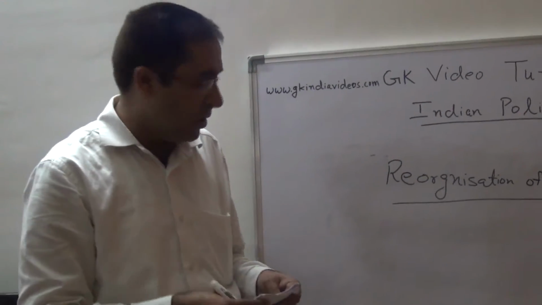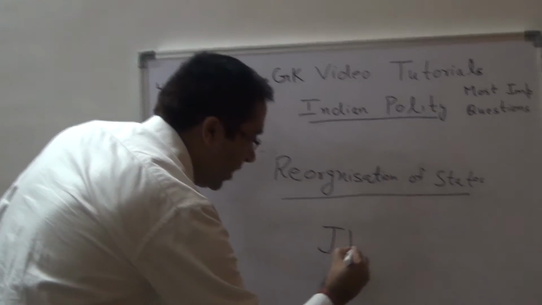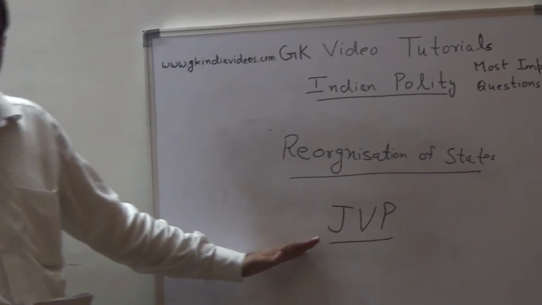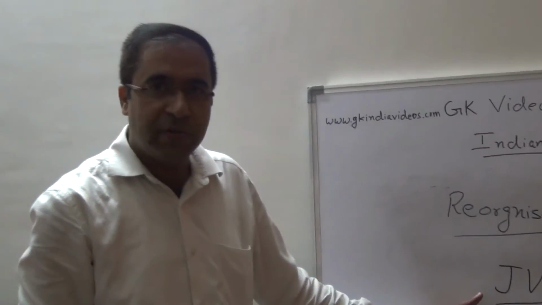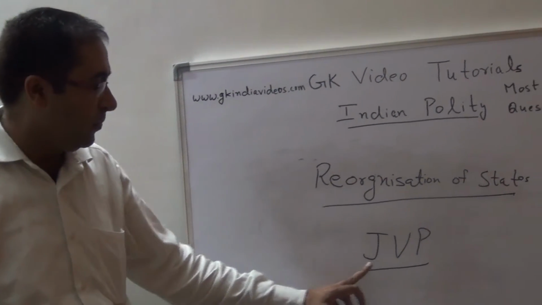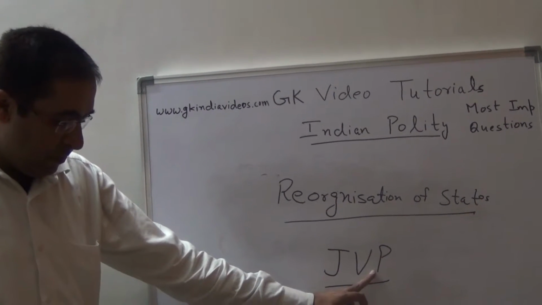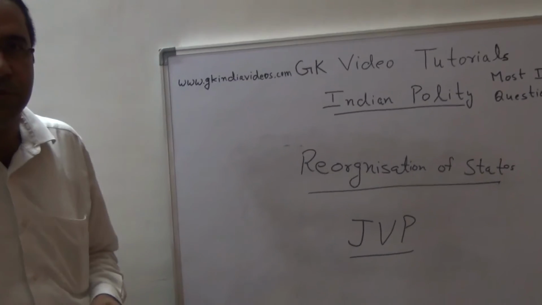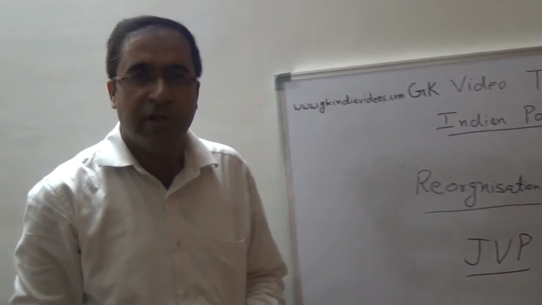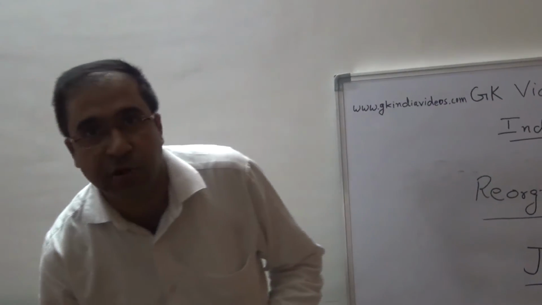The next question is, after this Dhar Commission, another committee was made which was named the JVP Committee. What were the members of this committee for the reorganization of states? There were 3 members. J means Pandit Jawaharlal Nehru, V means Sardar Vallabhbhai Patel, and P means Pattabhi Sitaramaiah. So these are the 3 members of the JVP Committee, and this committee also did not favor the reorganization of states on linguistic basis, that is on language basis.